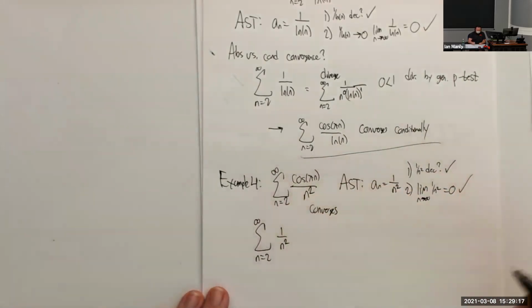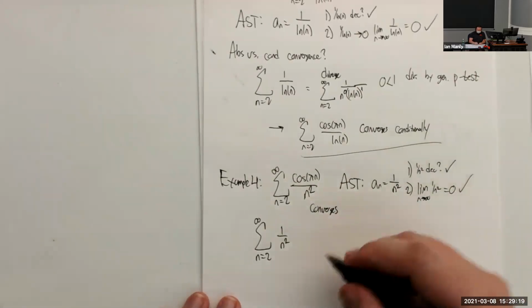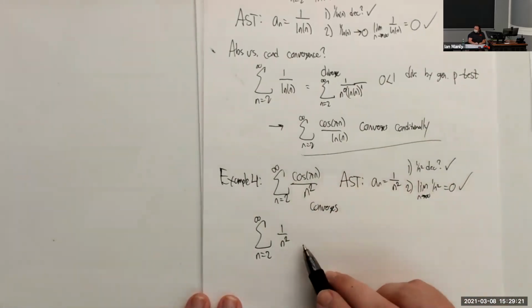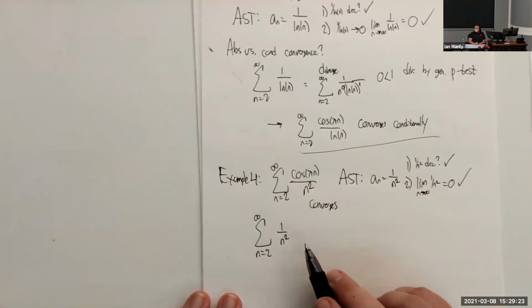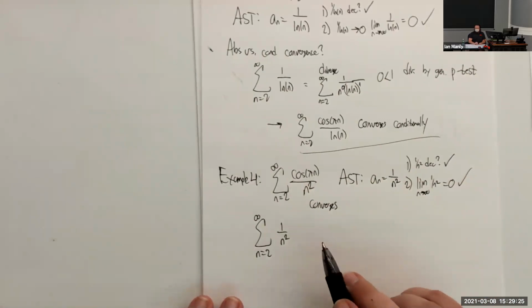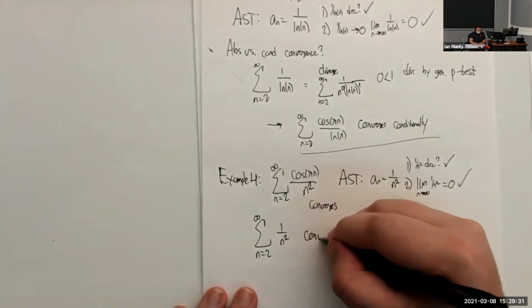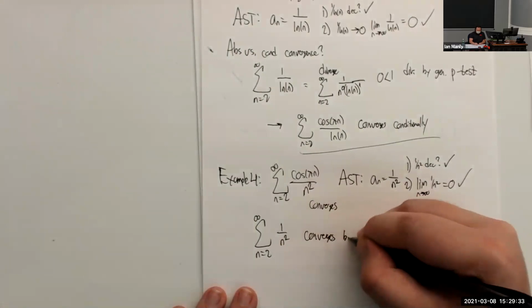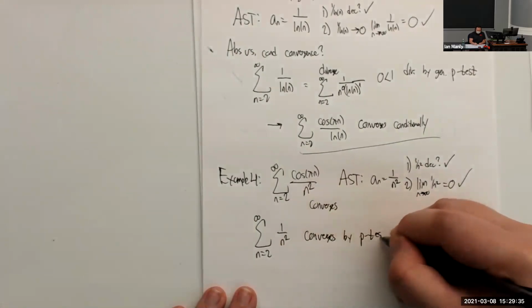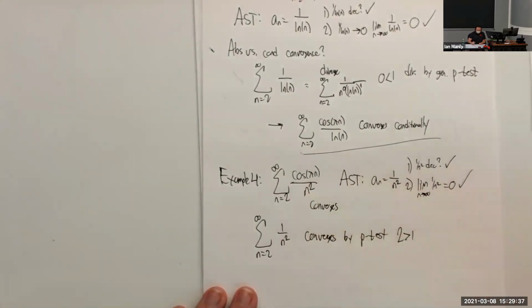So this time we're going to look at it without the alternator and see what that does. And what's it going to do this time? Is this going to converge or diverge? This one's going to converge. That's right. Converges by the p-test, since we have 2 greater than 1.